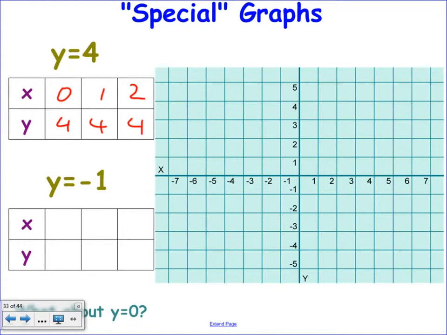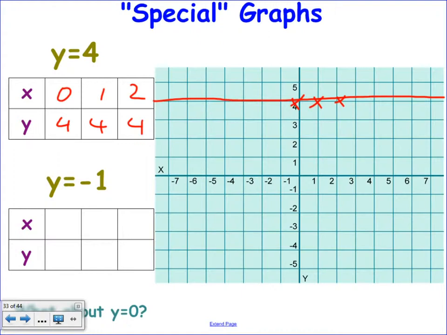When x is 0, y is 4. When x is 1, y is 4. When x is 2, y is 4. When I join my 3 points, lo and behold, I have a horizontal line that cuts through the value of 4. Makes sense?